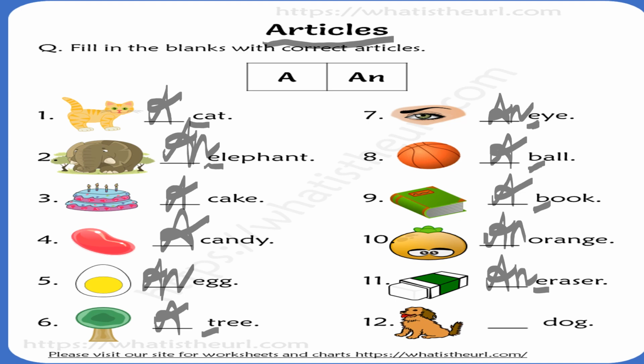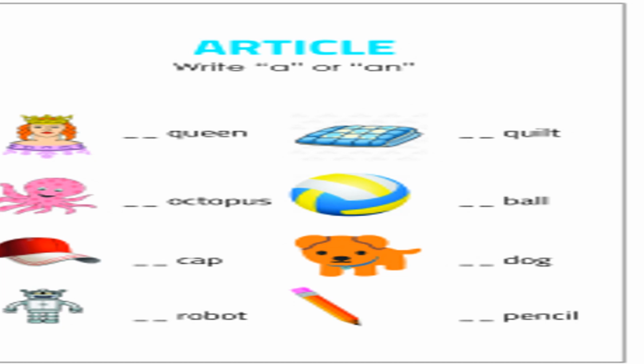Next, dog. Here we are talking about a single dog, one dog. And these are consonants. So a dog. Alright, next is queen. So what are we supposed to write here? Q. Q is a vowel or a consonant? Yes, it's a consonant. Here we are talking about a single queen, one queen. And second thing is Q is a consonant. So we will write a queen.